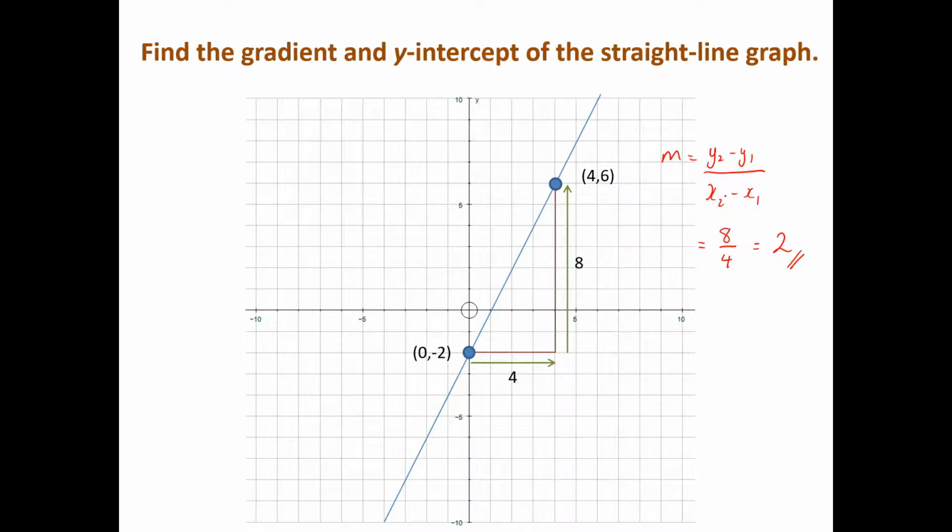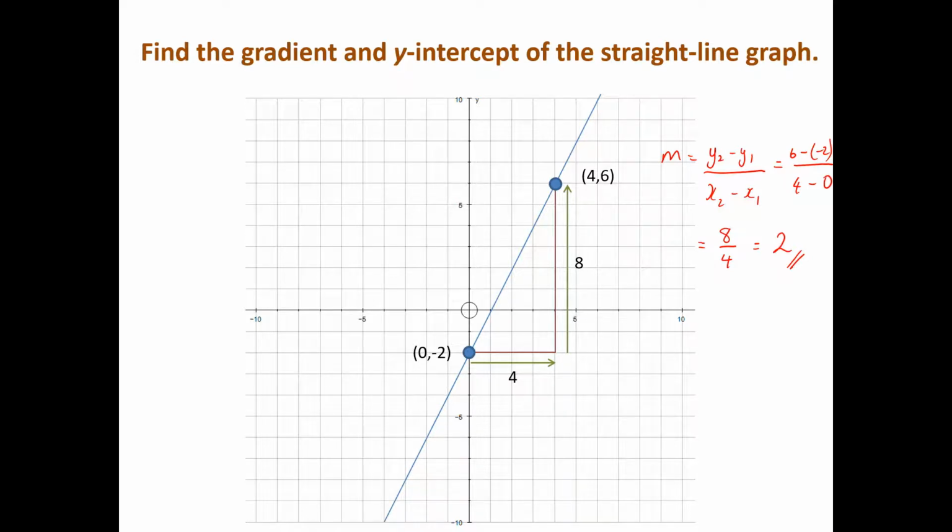Using this formula always gives us the correct sign for the gradient. So you take the second coordinate minus the first coordinate and you do it the same way round. So if we were doing this without the picture, we would do 6 take away -2 over 4 take away 0. You can see that's 8 over 4. And with the picture, we can just count.